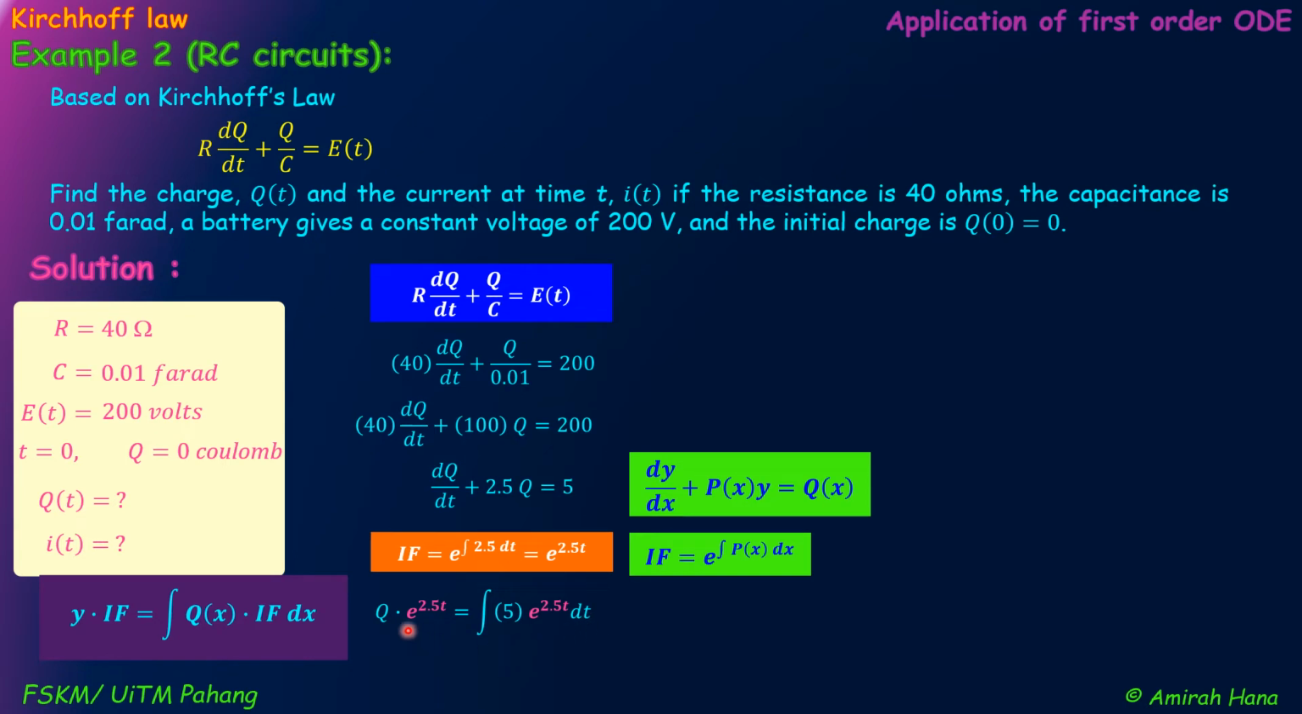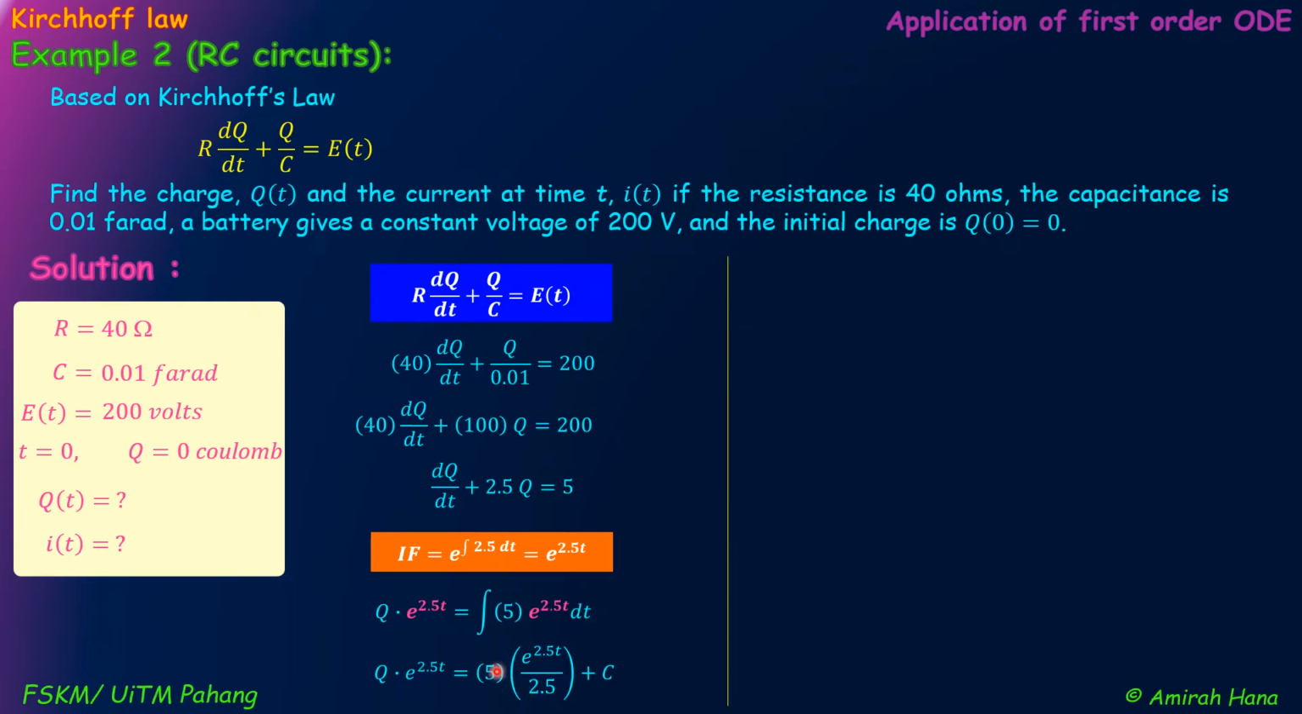From the left hand side, there is no integration sign, so we still have q times e to the power of 2.5t. For the right hand side, we have constant 5 in front, and when we integrate e to the power of 2.5t dt, we got e to the power of 2.5t over 2.5. And since this is an indefinite integral, we must put plus C at the back.